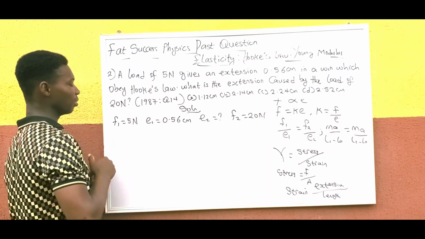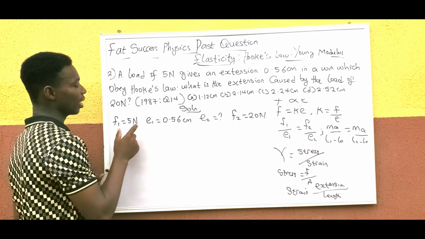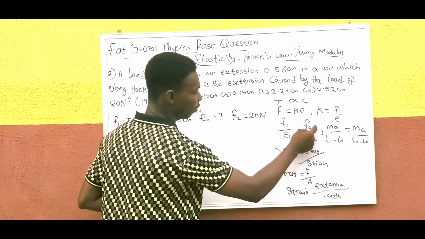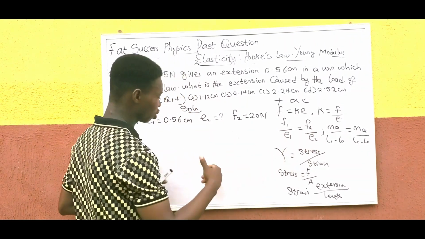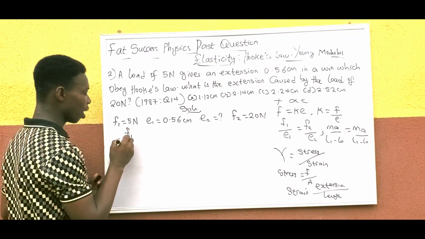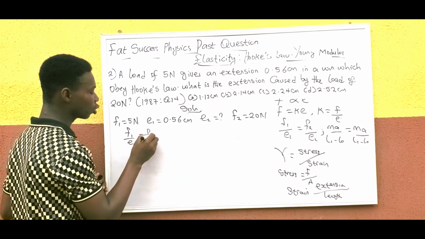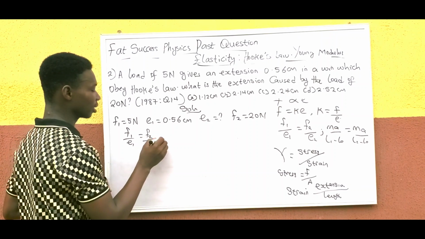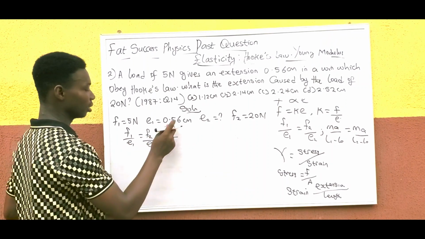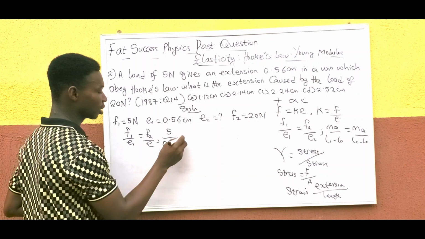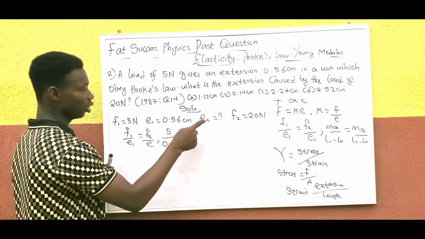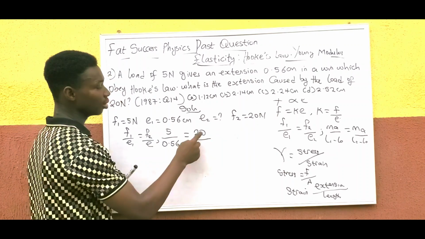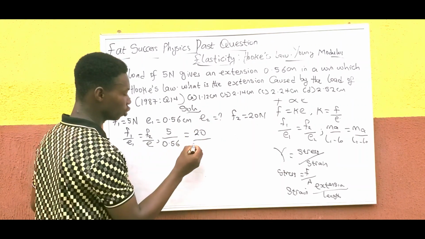So remember from your parameters that you have F1, E1, F2, E2. That means you are going to make use of this. So you can put it as F1 over E1 equals F2 over E2. Our F1 from here is 5, E1 is 0.56, equals 20 over E2, where F2 is 20 while E2 is unknown.